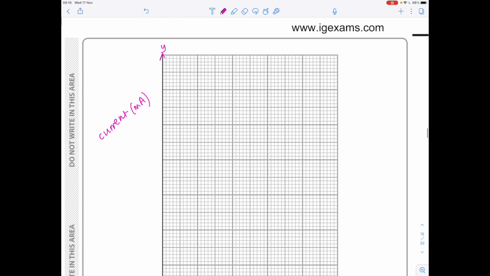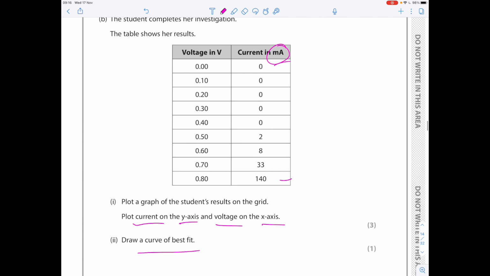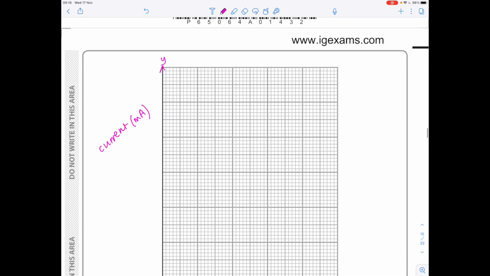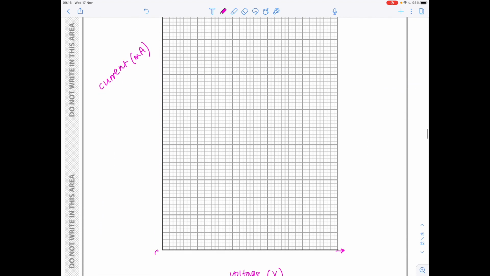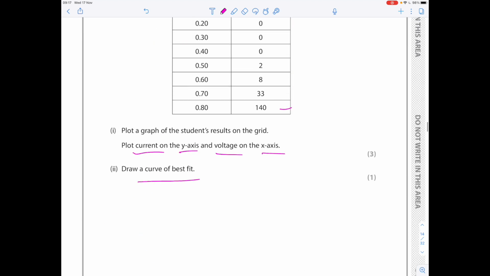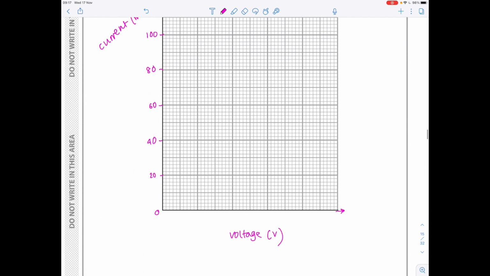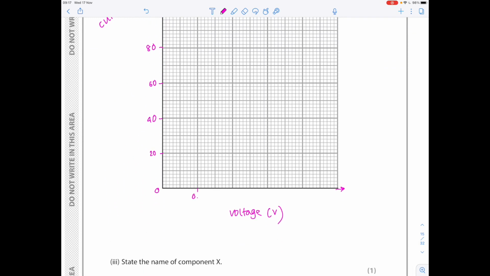Voltage is just volts, so capital V. We're going from 0 to 140 for current, so let's check our axes here. Let's go up in 20s. Remember, you want to use as much of the graph paper as possible, and the more you draw graphs, the easier you'll find it to just pluck those scales out of thin air. And then in terms of voltage, we're going from 0 to 0.8, so let's go up in 0.2s.